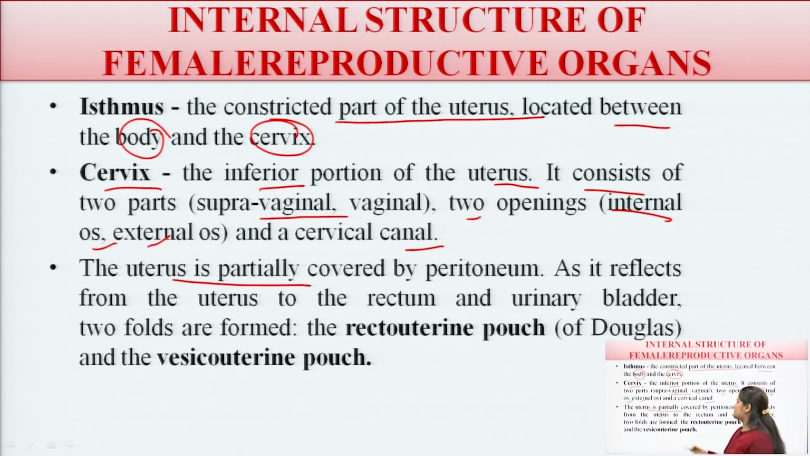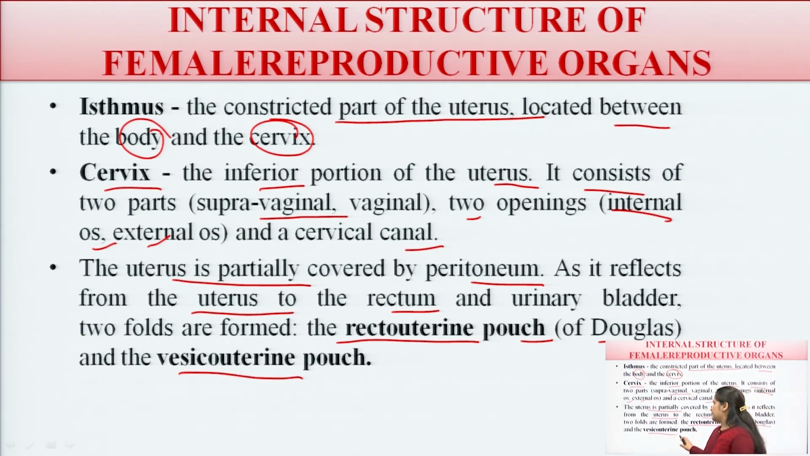The uterus is partially covered with the peritoneum, which reflects from the uterus to the rectum and urinary bladder, forming 2 folds: the recto-uterine pouch, that is the pouch of Douglas, and the vesico-uterine pouch.